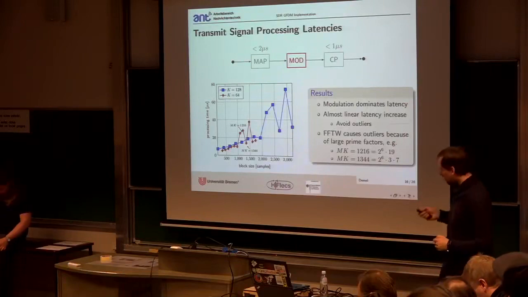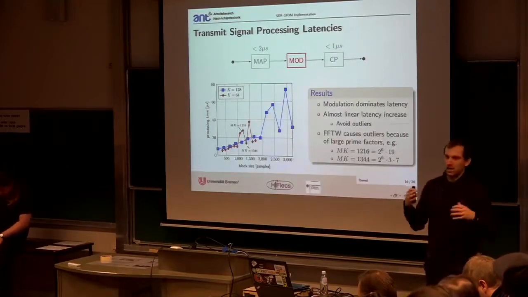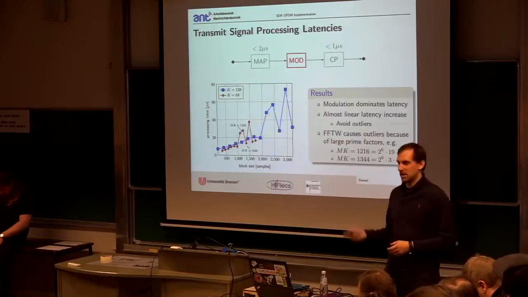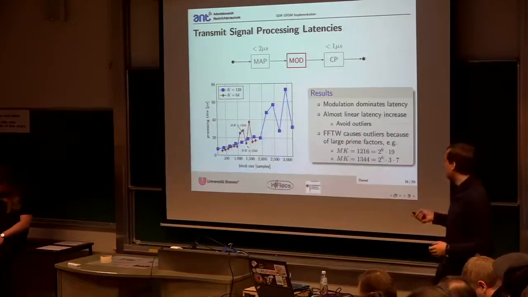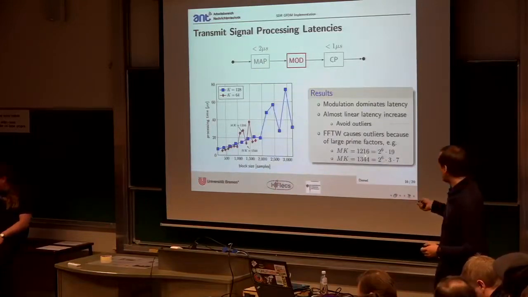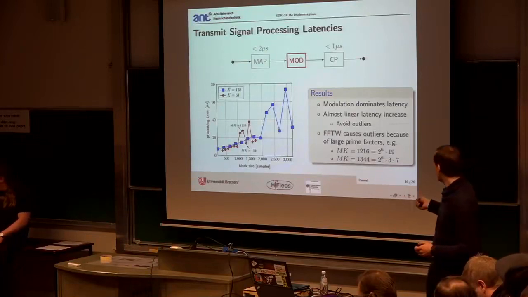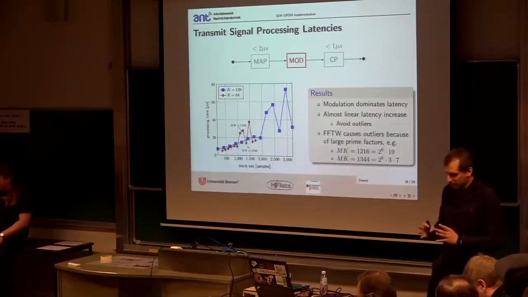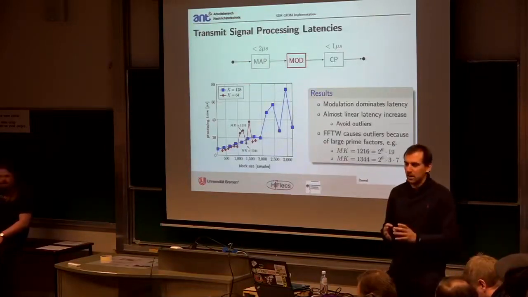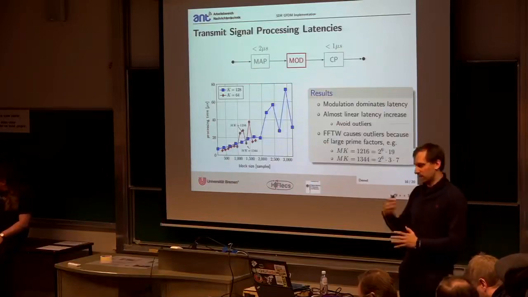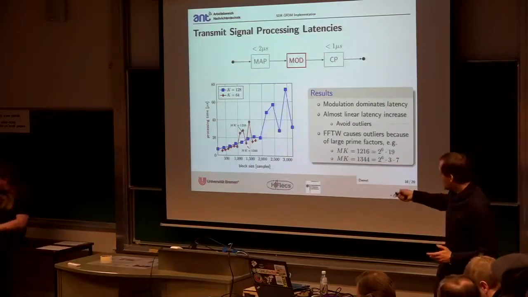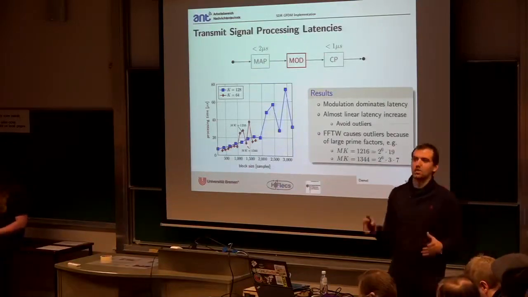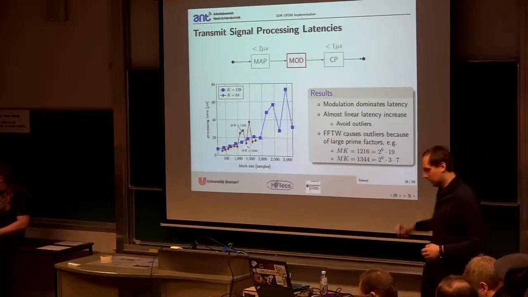But if we have a look at the FFTW implementation that does the Fourier transforms for us, if we have small prime factors, for example here, if you look at these values, this value, that's the dot here, we have small prime factors, so our Fourier transform can be implemented quite efficiently and it's quite fast. If we have a look at this value here, that's this dot here, we have quite large prime factors. 19 is already large here.